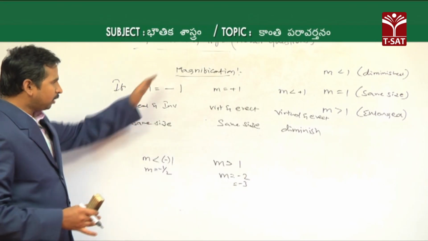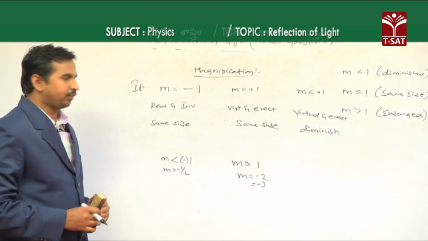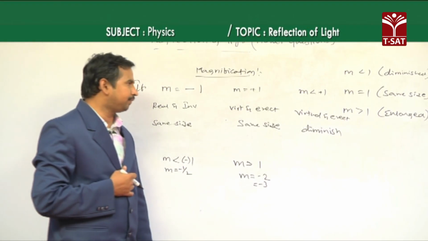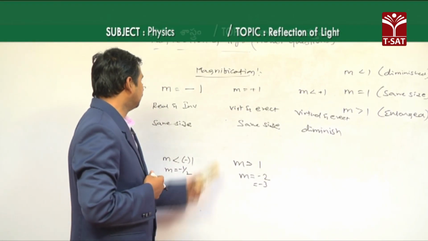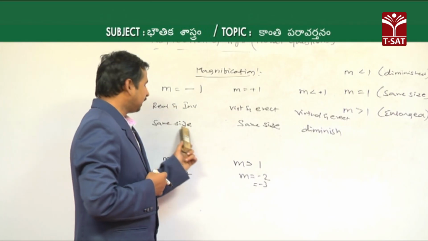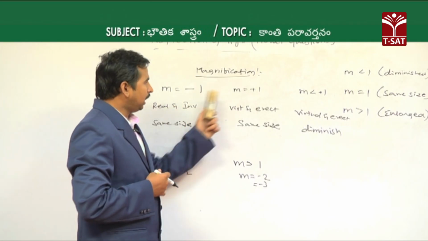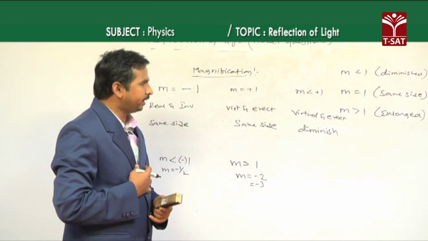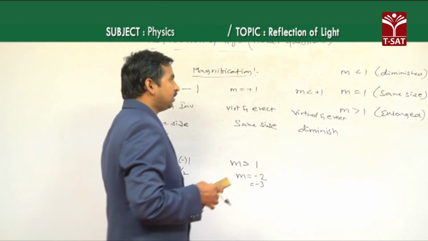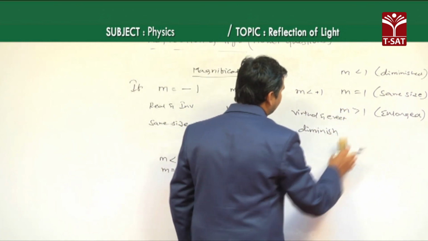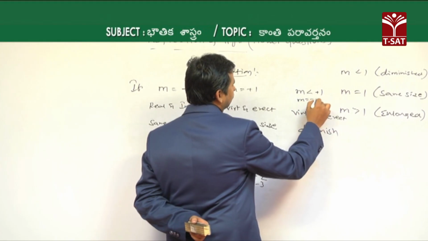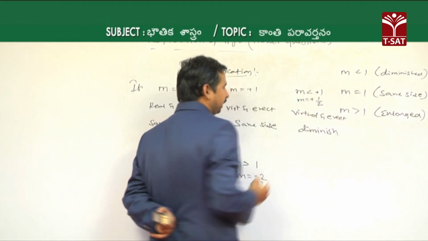So these are the different possibilities we have for the m values. When m value is equal to minus 1, then it is real and inverted and of the same size. And whenever m is equal to plus 1, we are having virtual and erect and of the same size. M is less than 1, and here we are having virtual and erect, which means m values are like plus 1 by 2 like this.